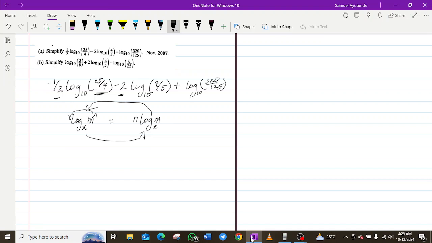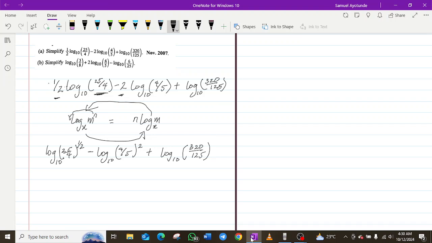So we then have log base 10 25 over 4. So the 1 over 2 will become a power of 25 over 4 minus log base 10 4 over 5. Then the 2 will become a power of 4 over 5. Then plus log base 10 320 over 125. So from here we simplify.